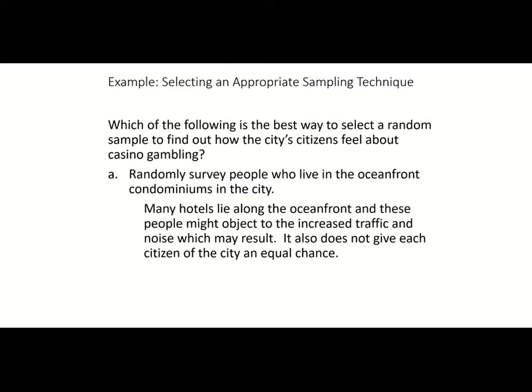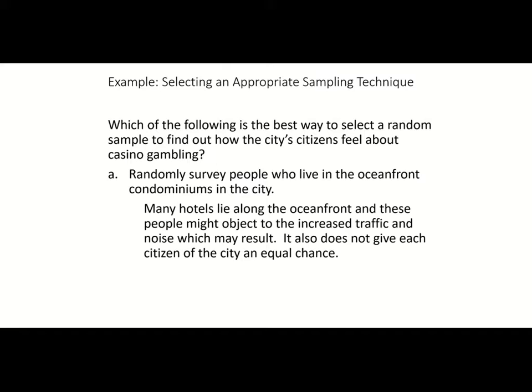All right, so now we're going to look at different ways to randomly select the sample to survey the city's citizens about how they feel about casino gambling. The first suggestion is to randomly survey people who live in the oceanfront condominiums of the city. Now, there, you're being very selective about the people. You're looking at only those oceanfront condominiums.